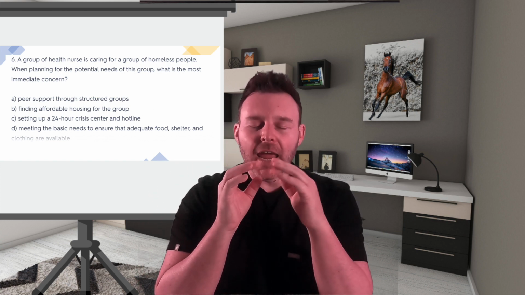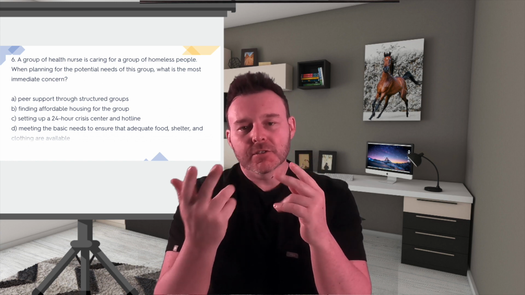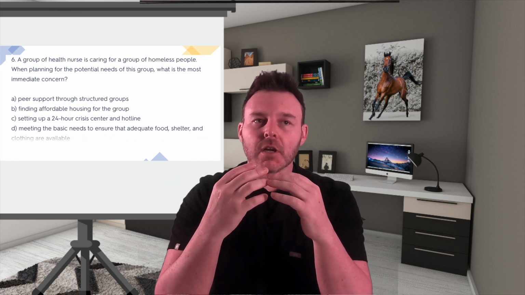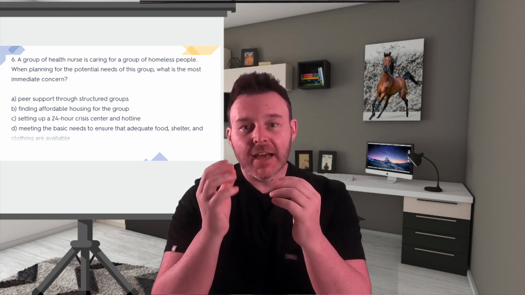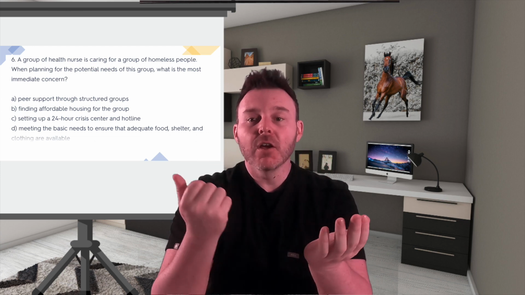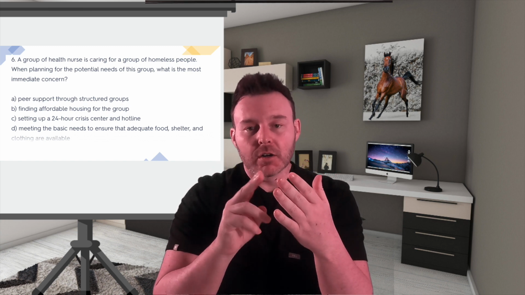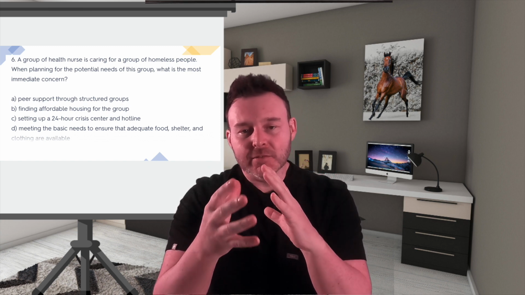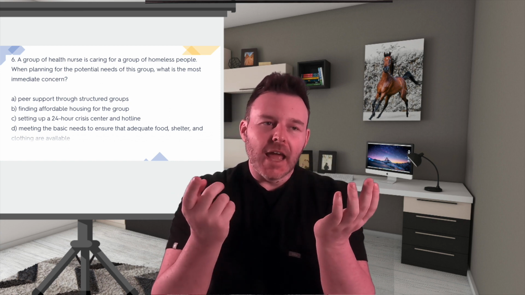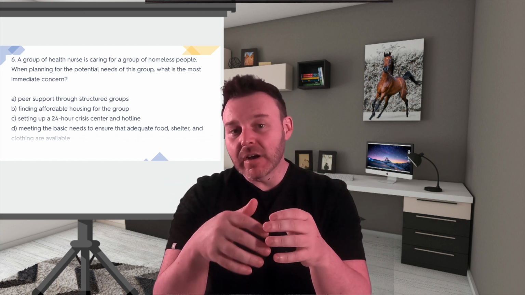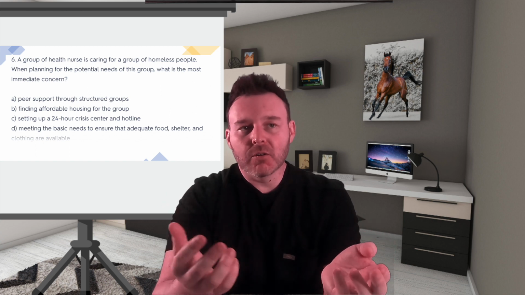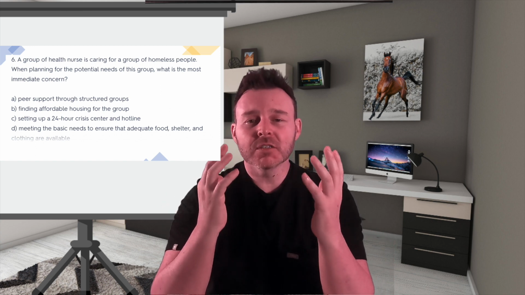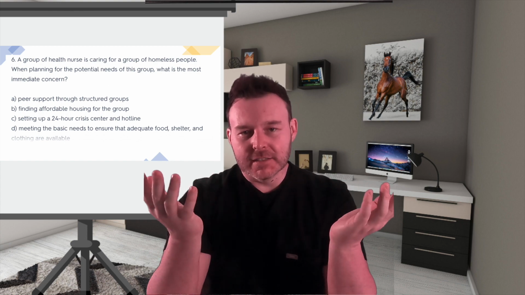So D. The ABCs are airway, breathing, circulation, but when we're talking about community health, the ABCs are to make sure their basic needs are met, which include their food, shelter, water, and clothing. Those are the ABCs of community health, right? A, B, and C are things that we could do at later dates, but again, they're not the priority. These questions are always asking, what is the priority action for you? And here it is D.